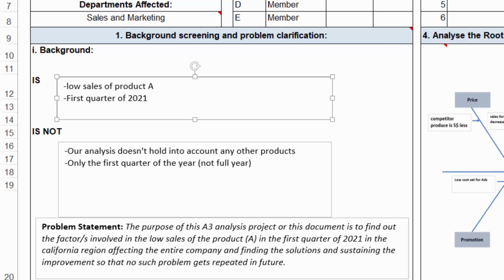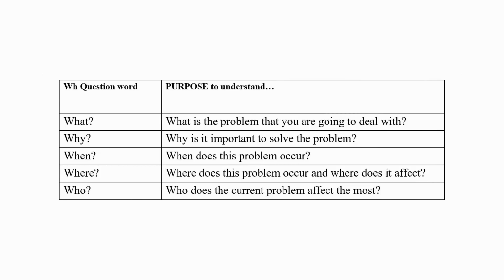Okay, we can also make the problem statement for the A3 analysis. We have learned in the problem statement lecture alone that in the problem statement we try to include the WH question words. We try to include words like what is the problem that you are going to deal with, why is it important to solve the problem, when does this problem occur, where does this problem occur, where does it affect, and who does the current problem affect the most.